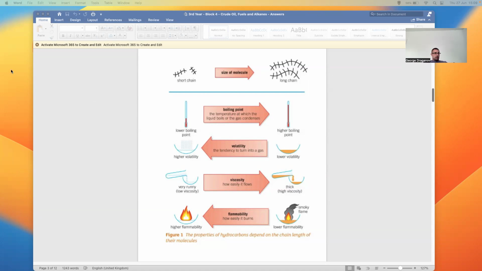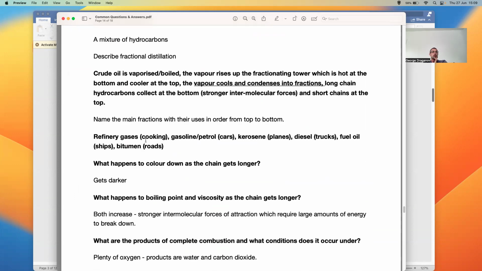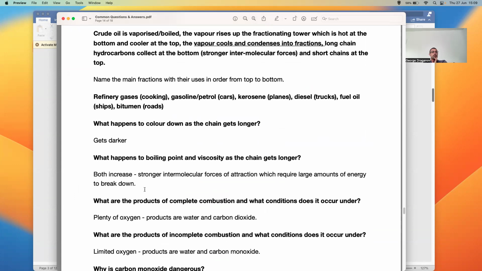Okay, so to summarize all of this, remember you have the short notes. And my recommended method for revision, I'll make a separate video on it, is to cover up this answer and see if you can say it out loud yourself from memory. So we've done down to here now. So what happens to boiling point and viscosity? Well, they both increase because the IMFs increase, which require larger energy to break. The last thing is, as the molecules get bigger, they get darker. That's just a physical property.